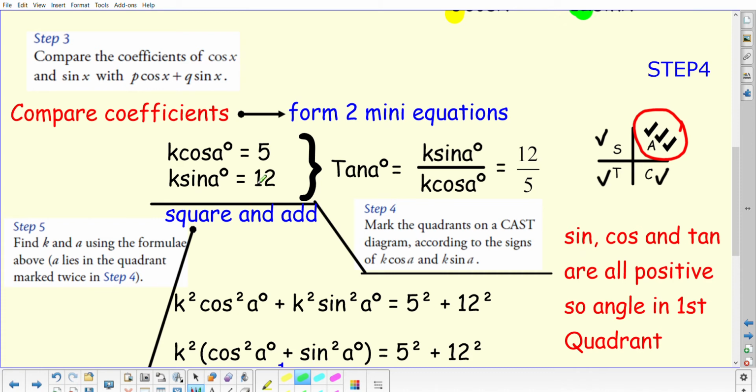You get a mark for writing both of those down. So watch the signs and so on. Now this next bit sort of splits into two, because you need to be able to work out the A, which is the angle, and you also need to be able to work out the k value at the front. So step 4, it doesn't matter actually which order you do step 4 and step 5 in. Step 4, you are going to put together the two equations that you've got here.